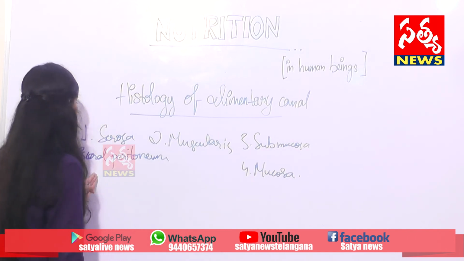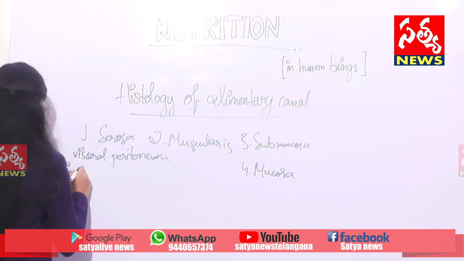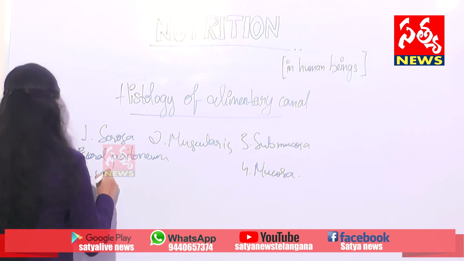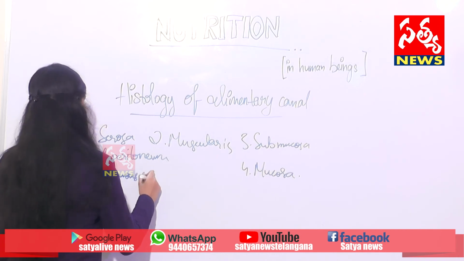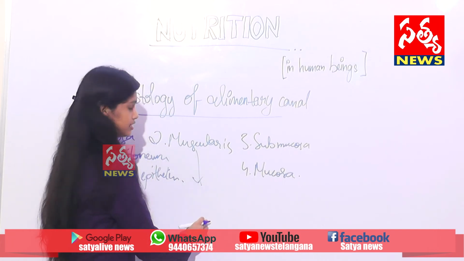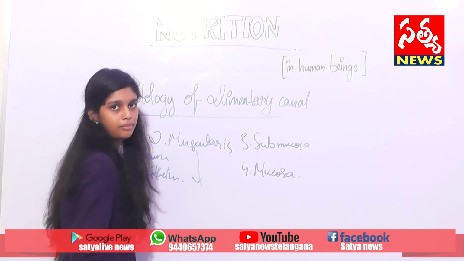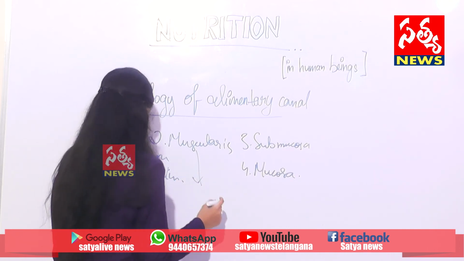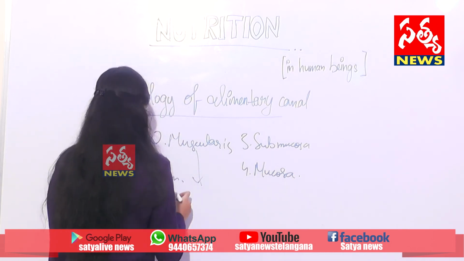This serosa is made up of simple squamous epithelium. And now muscularis. This is made up of muscle tissues. It is the thickest in the stomach and the thinnest in the rectum. And this muscle layer is made up of smooth muscle.